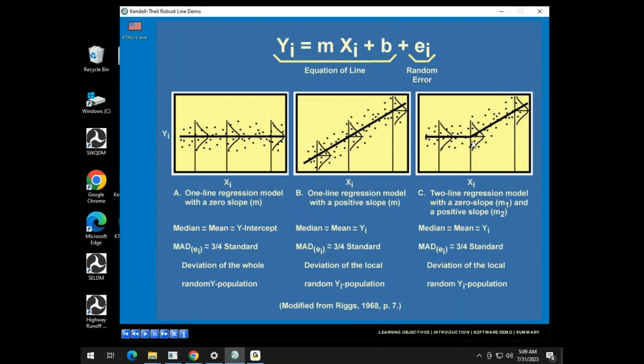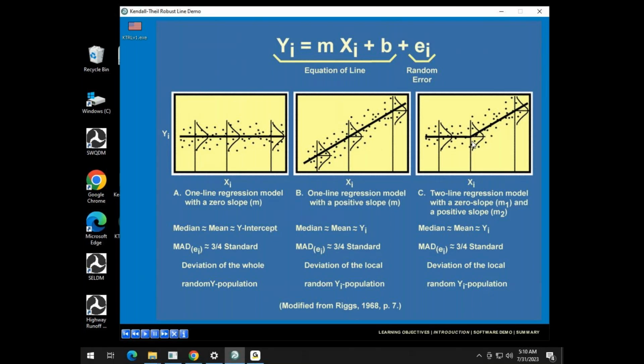Graph A illustrates the scenario in which there is no relation between x and y. The slope is 0, the y-intercept is the median of the y population, and the median absolute deviation, or MAD, of residuals approximates the standard deviation of the whole random y population. Graph B illustrates the scenario in which there is a definite relation between the variables. The regression estimate of y is the median of the y values for a given value of xi, and the median absolute deviation approximates the standard deviation of the local population of y values.